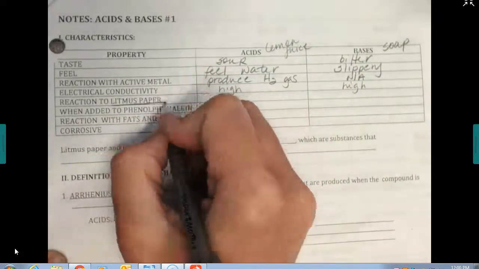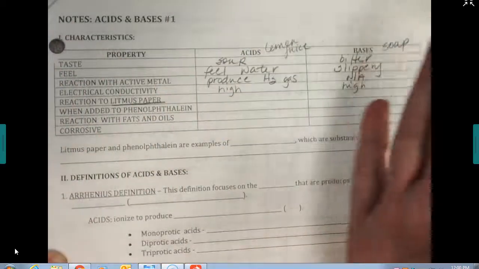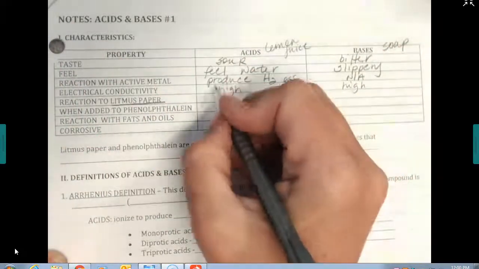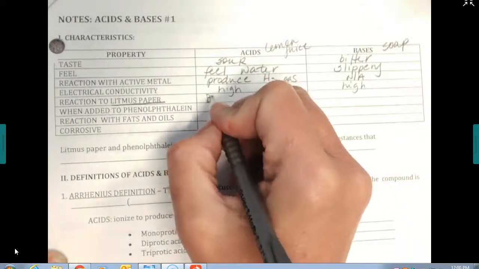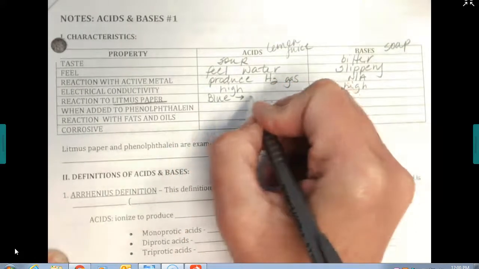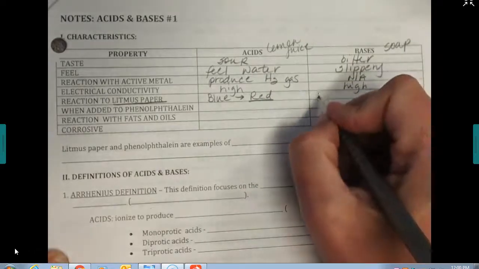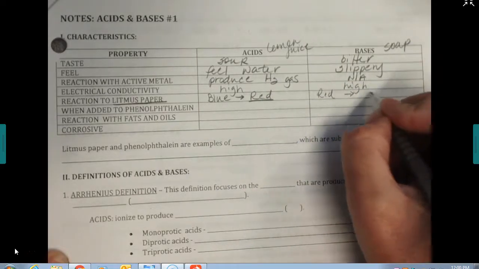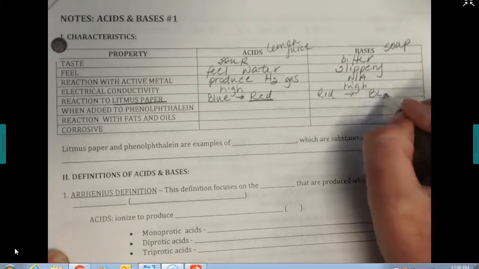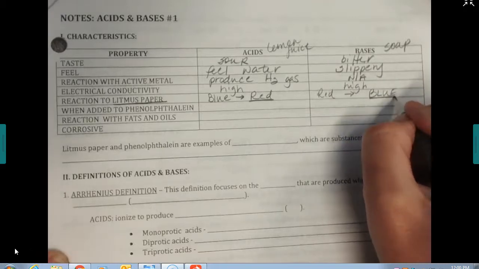Reaction to litmus paper. Remember, litmus paper tells the difference between acid and base. They're blue or red. So an acid is going to turn blue litmus paper red, and bases turn red litmus paper blue. Bubba. Bases are bubba blue.